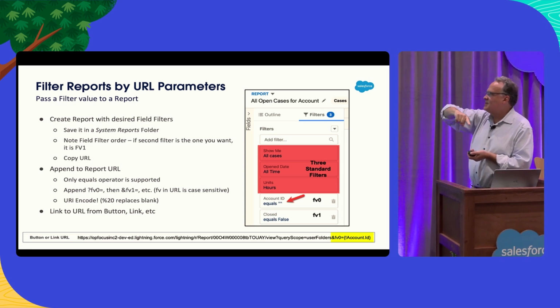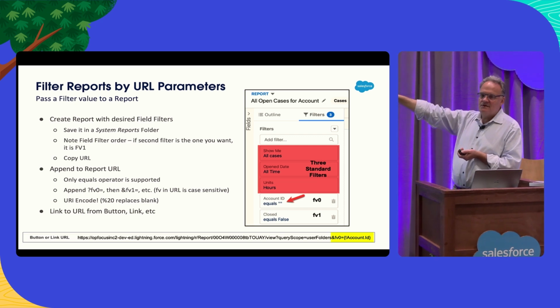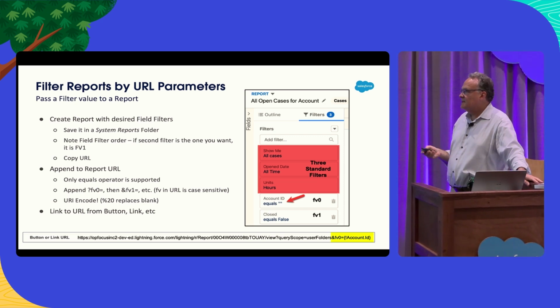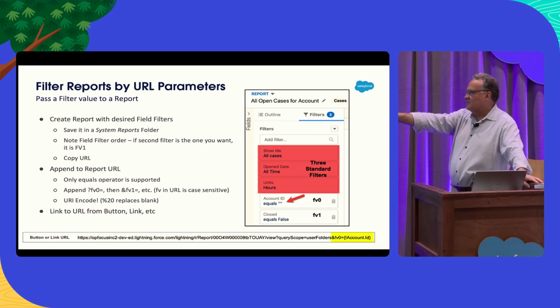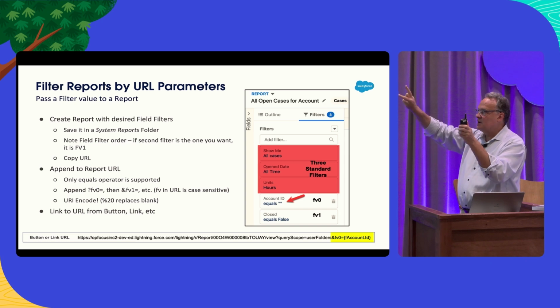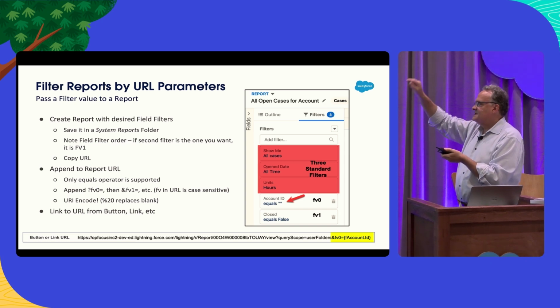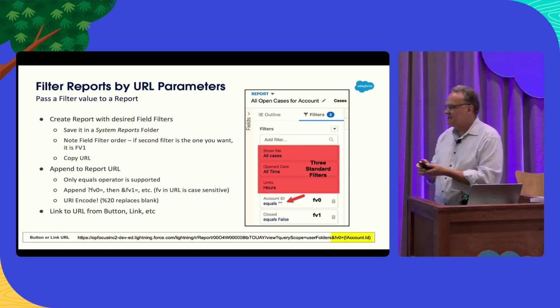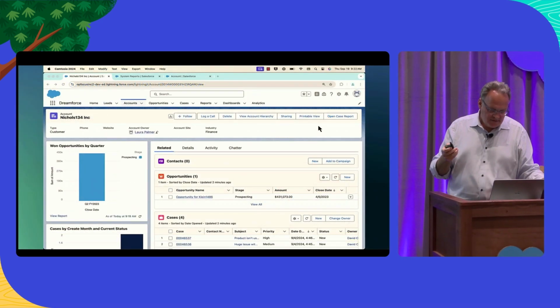So we're going to basically pass a value to FV0 on this report, and it's going to be based on a link. So then what we want to do is take that report URL, just run the report, copy the URL, and then we want to paste it, and we want to add the ampersand FV0 equals in the squiggly brackets to merge in the account ID. So let's go take a look at this.